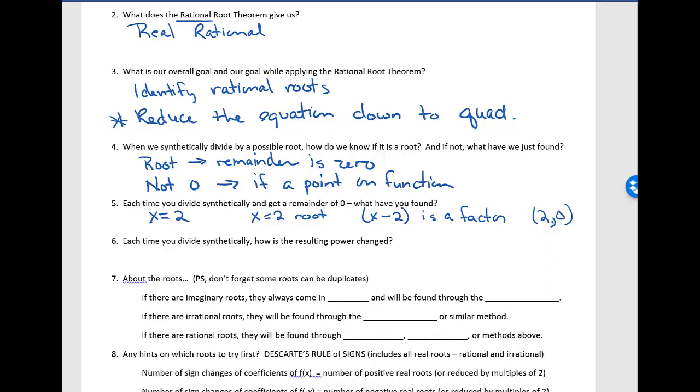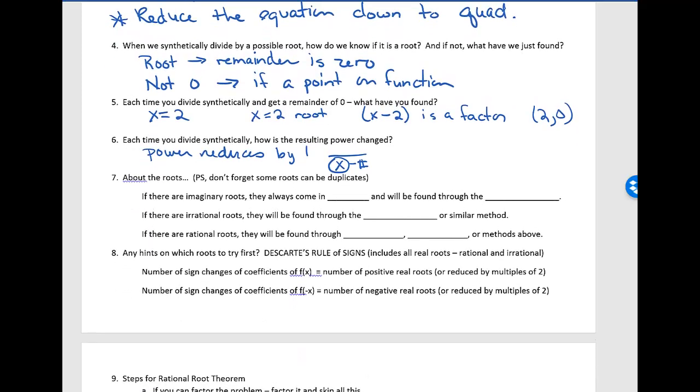And as we do that and we get a remainder of 0, or even if we don't, if we're writing factors, each time you divide, the power reduces by 1, and that's because you're dividing by a binomial with power of 1 on the x. So anything divided by x to the first would reduce it down 1. So now we're not going to write it as that unless we get a remainder of 0. You can write it as factors of products, but we tend to not write it anymore with the remainder of 0.